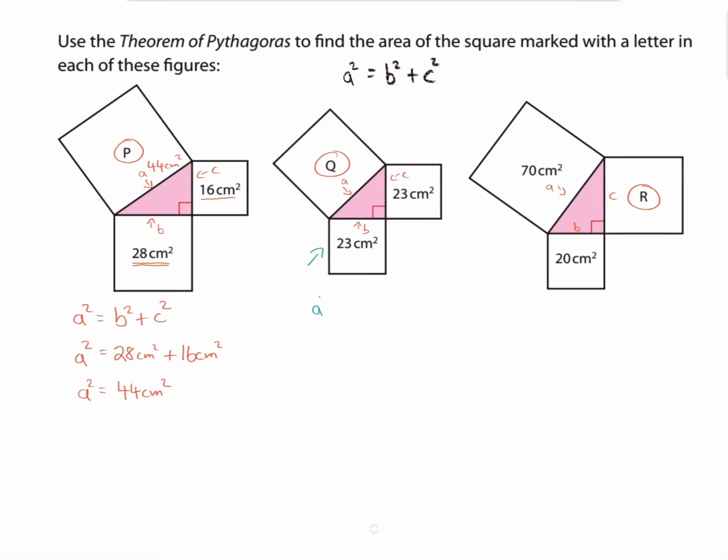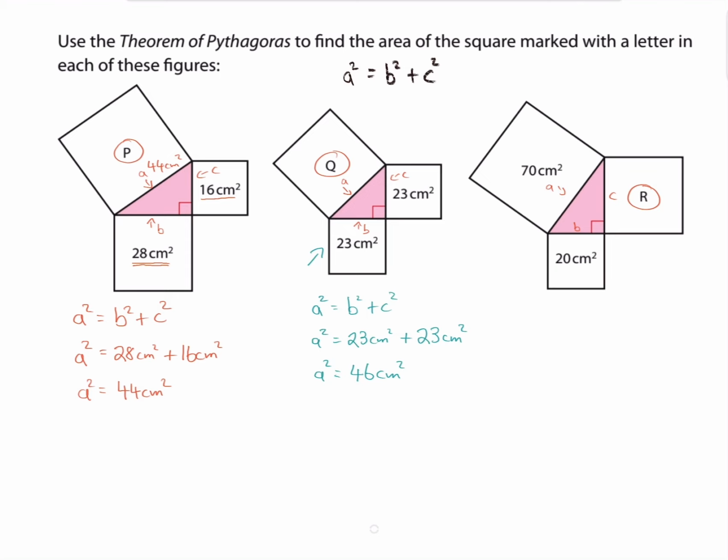Let's check our answers. A squared, and remember I write down this rule, equals B squared plus C squared. Now A squared, we don't know what it is. We know that B squared is 23 centimeters squared. And if we add that to C squared, which is also 23 centimeters squared, so if we add these two together, we will figure out what A squared is. A squared is equal to 46 centimeters squared.